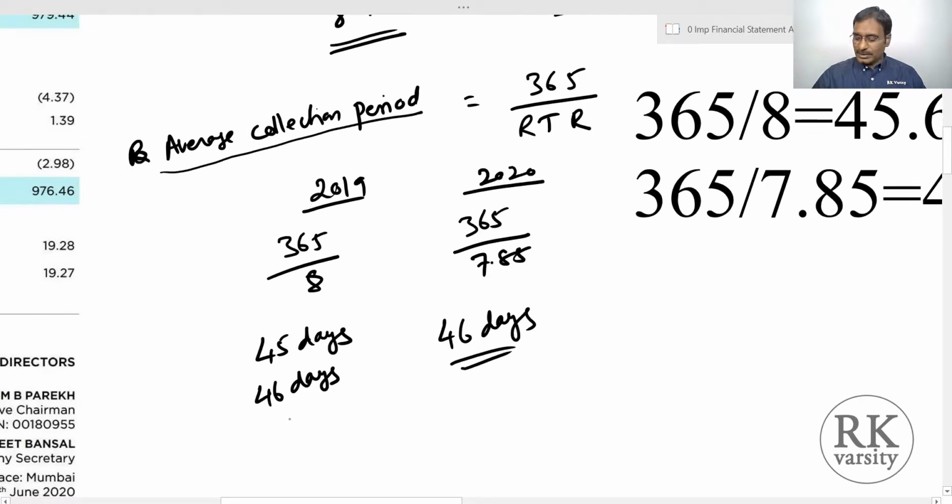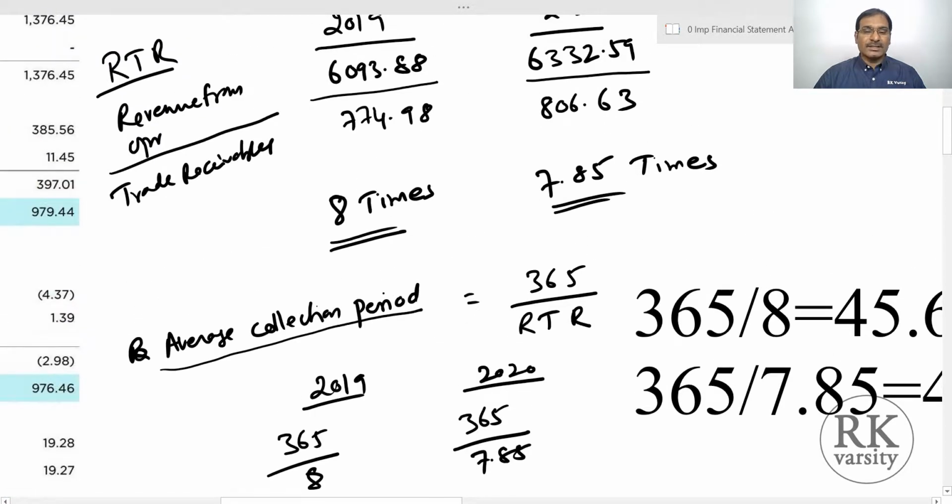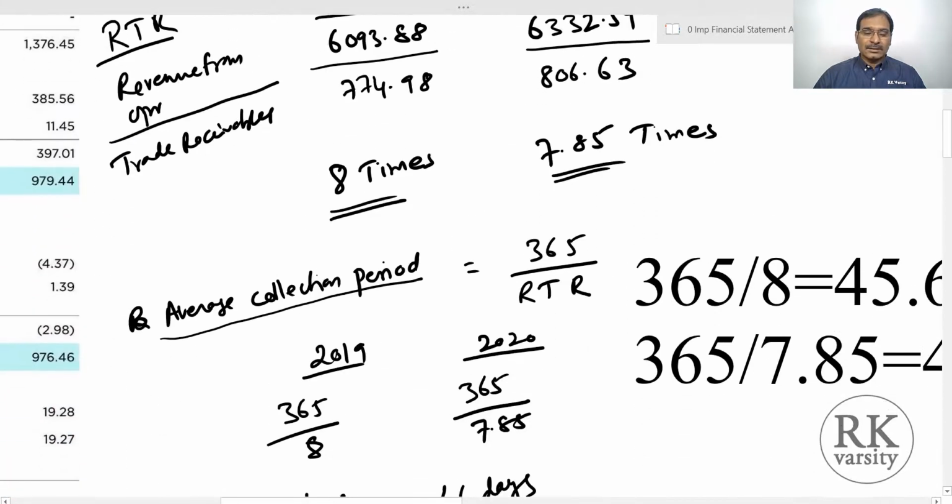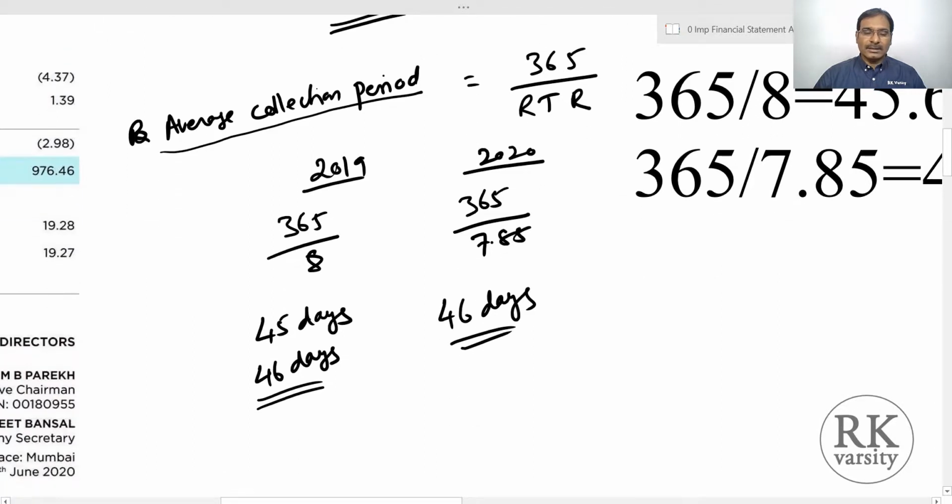On an average, it is taking 46 days for this company to recover its receivables, in the sense that from the point of time the sale is made and the receivables are created, converting it into cash takes around 46 days. And the company tries to minimize this. Instead of 46 days, it can minimize it to 30 days or 40 days, so that the turnover ratio will increase and the company will have more liquidity.